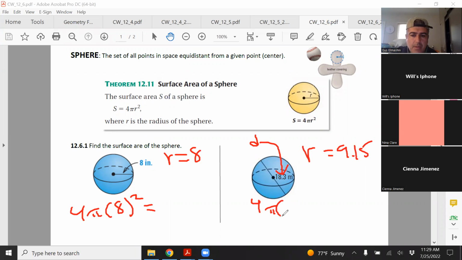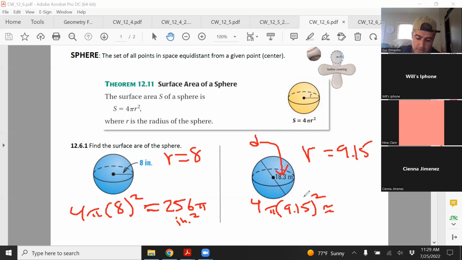Same thing here. And that's going to be what? 64 times 4, which is 256 pi. And that's square inches. So that's going to get the area of the surface, which is like a curved surface, right? In my backyard I have a bunch of sporting equipment, like here's a little ball. So it's just the area that's all around. That's all.